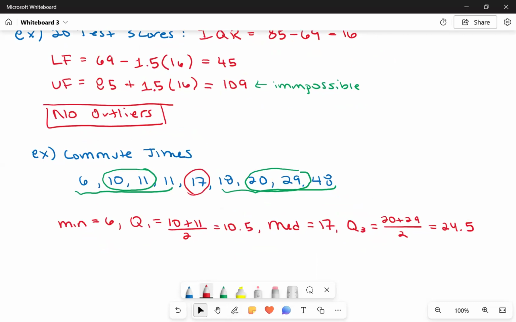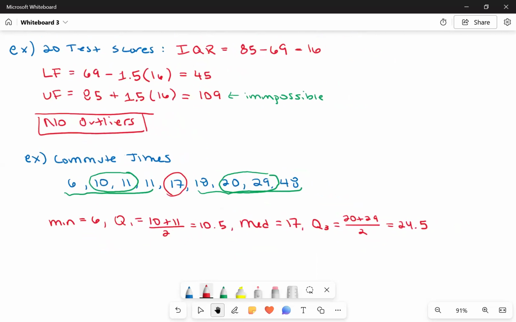Here, I'm going to zoom out just a smidge so I can fit this all in. And then max is 48. Okay, there we go. There's all my 5-number summary. I didn't need all of it. I really only needed Q1 and Q3, by the way. Okay, but I figured it was nice to find the 5-number summary since we've been working with that.